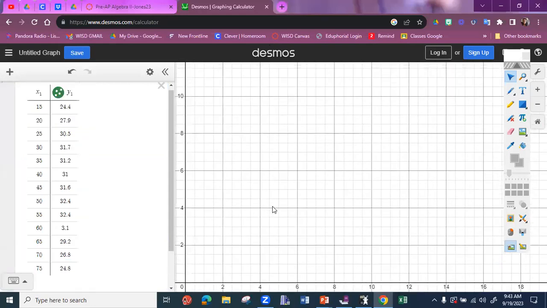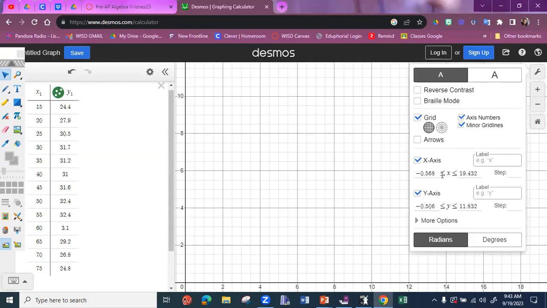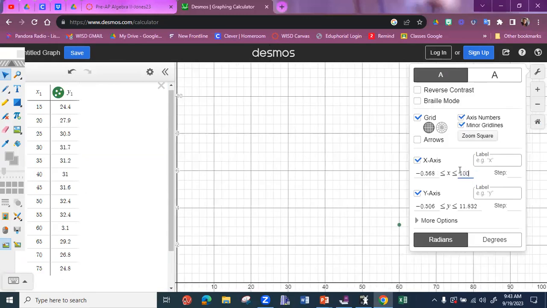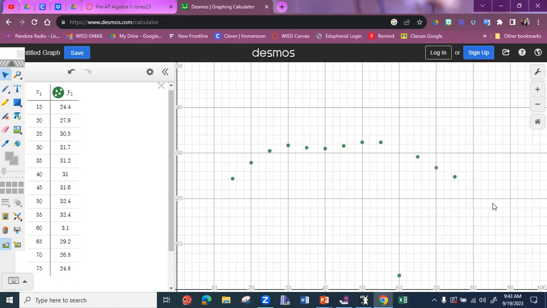So I know everything is positive, so it's in quadrant 1. But when I look at my values, I can tell that my X max should be at 75 and it's currently at 18. So I need to change this value. I'm going to just go ahead and put it up to 100. The next thing is I'm going to look at my Y values. My highest Y value is 32. Currently it's almost 20. So I'm going to change that to, let's put it at 50. What this is doing is ensuring that I can see my values. Do I see my values now? Yes. If I don't make that adjustment, I'm going to think I did something wrong.